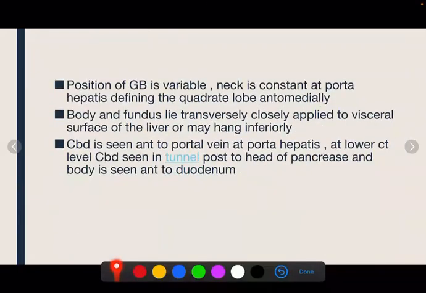We know the position of the gallbladder is sometimes variable, but the neck is usually constant at the porta hepatis, defining the quadrate lobe anteromedially. The body and fundus lie transversely, closely applied to the visceral surface of the liver, and may hang inferiorly. Sometimes the fundus can reach as far inferiorly as the pelvis. The CBD is normally seen anterior to the portal vein in the porta hepatis, but at a lower CT level, the CBD is seen in a tunnel posterior to the head of the pancreas, and the body is seen anterior to the duodenum.